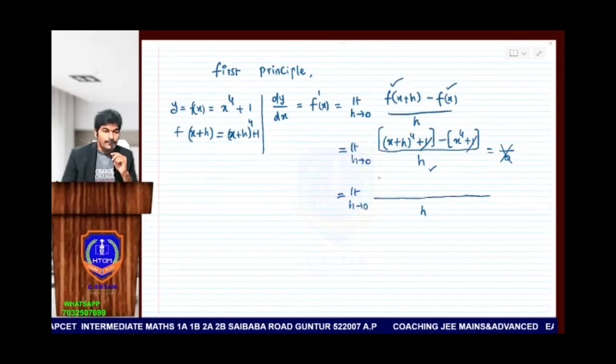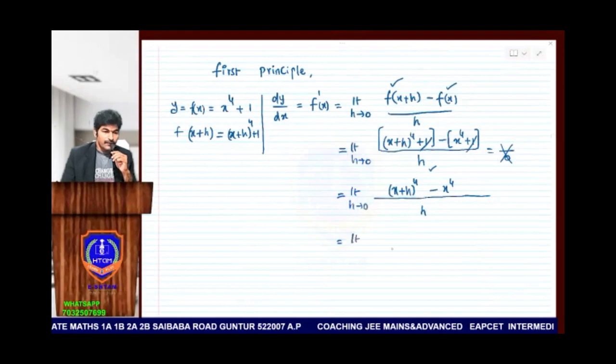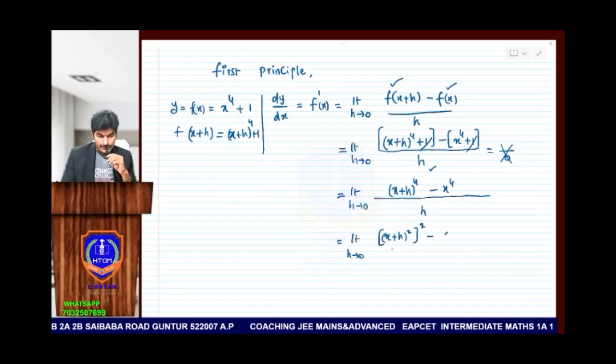Now, what is left after cancellation? X plus h power 4. That plus 1 and this minus 1 got cancelled. So next only minus x power 4 is there. Now you have to imagine that this is a square minus b square. So let me write that limit h tends to 0, (x plus h whole square) whole square minus (x square) whole square, divided by h.